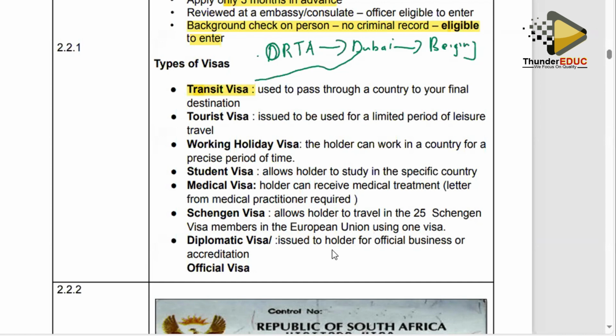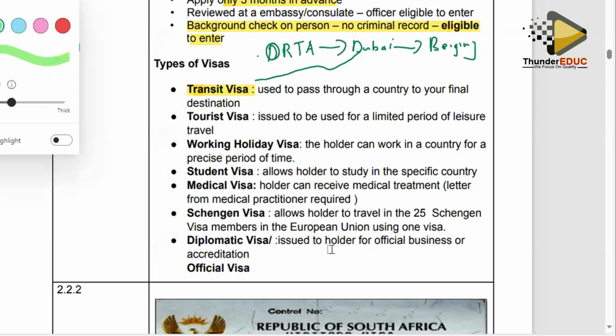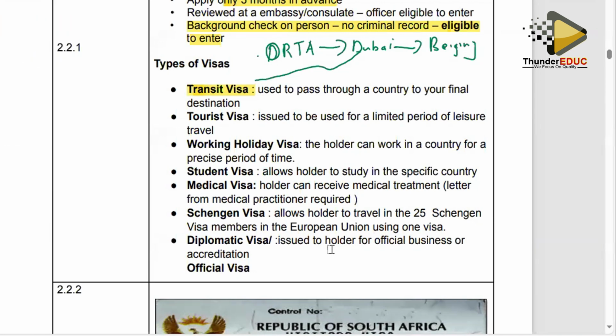The second type of visa, which we also need to discuss, is known as the tourist visa. So a tourist visa is issued for a limited period of time for leisure travel. So a tourist visa is for those people who are coming for a short period of time for leisure travel. They are not here to stay permanently. They are just here for a short period of time, just to have leisure or just to enjoy themselves. Then we also have a working holiday visa. The holder can work in a country for a precise period of time. So the working holiday visa is also another type of visa. So this one is a work type of visa.